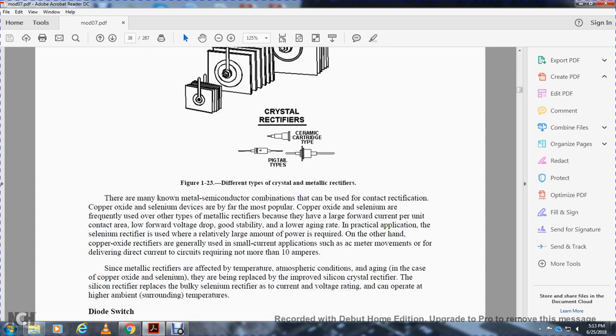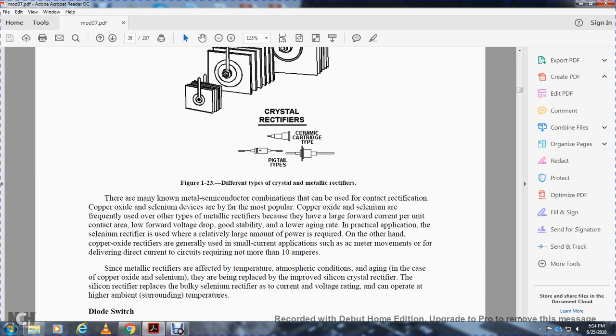There are many non-metal semiconductor components that give contact rectification. Copper oxide and selenium devices are by far the most popular. Copper oxide and selenium are frequently used, though other types of metallic rectifiers exist, because they have a large forward current per unit of contact area, a large forward voltage drop, and good stability with a lower aging rate.